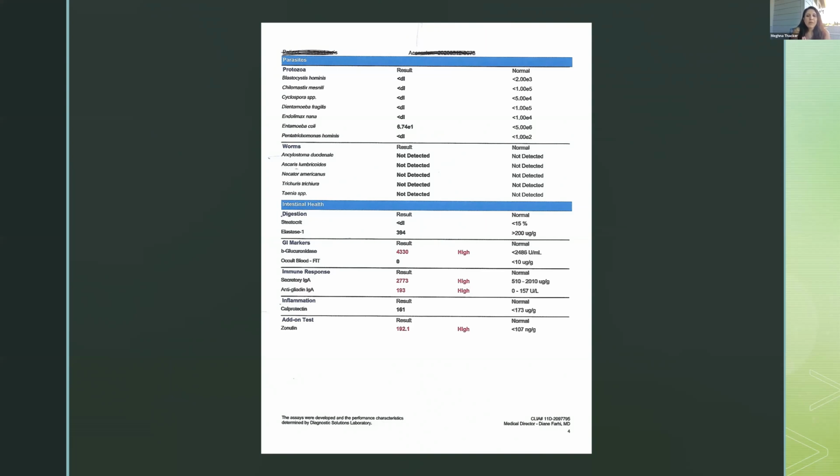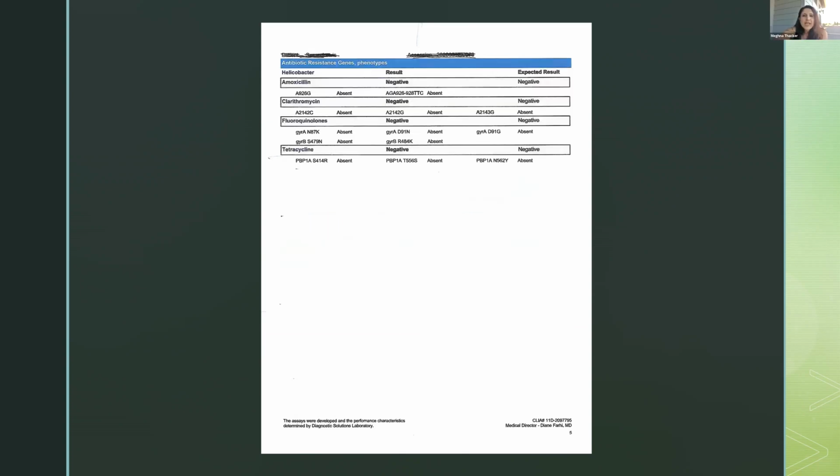So now I know from this test that she has overgrowth of bacteria. It's causing inflammation. She also has food sensitivities that we saw previously. This was the same patient's result actually for the food sensitivities. And now all of this is causing leaky gut. So the last page of this test shows antibiotic resistance.